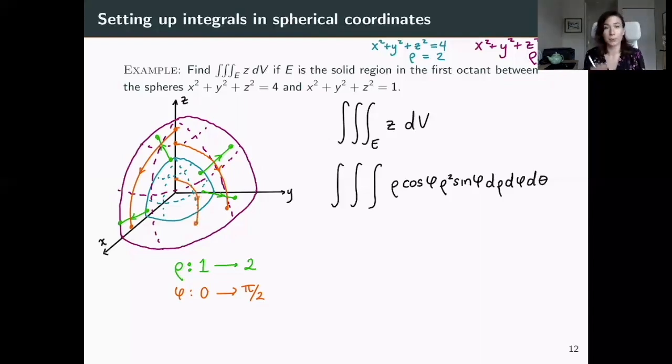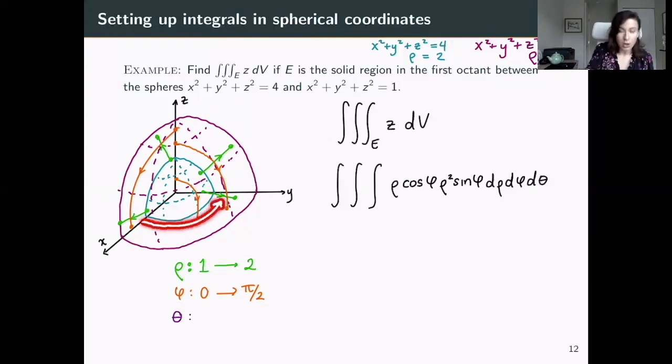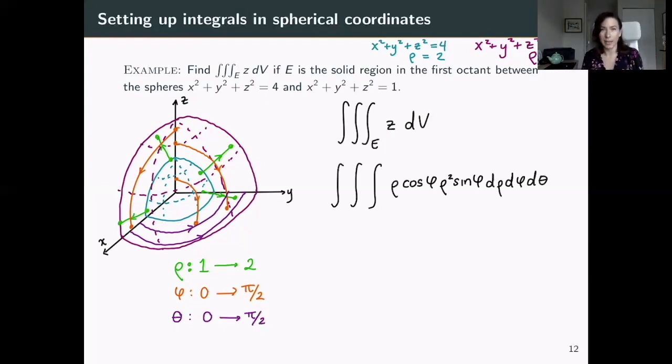Always ranging from pi over 2 and 0. Last but not least, we need to figure out how our theta is ranging. And remember, theta is going to be the angle from the x-axis over. And here we can see that our theta is going to be ranging from 0 all the way to pi over 2. So again, 0 to pi over 2 for our thetas.